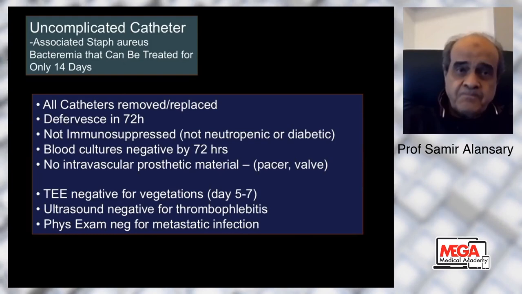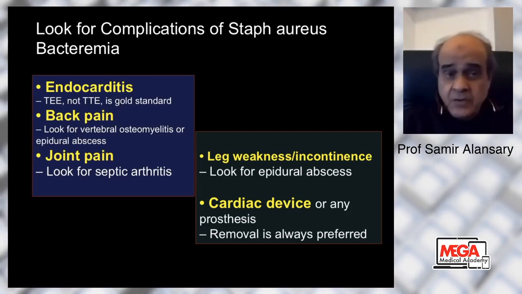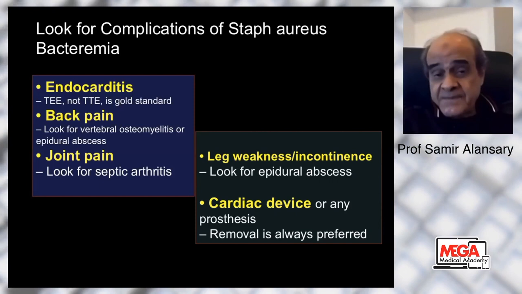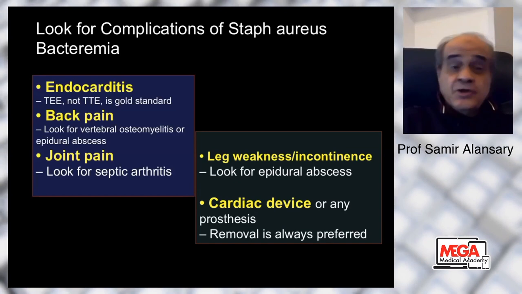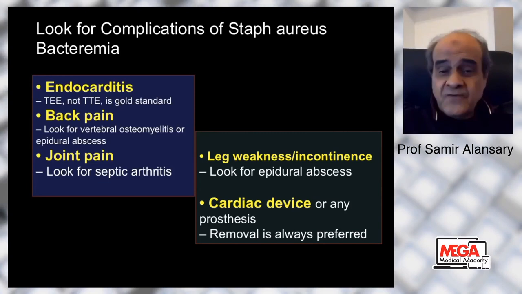Look for complications of staph aureus. Always in staph aureus infections or bacteremia, we can see endocarditis, which is discovered through echo. Back pain, maybe the patient is complaining of osteomyelitis and epidural abscess, and they start to feel weakness and numbness in the lower limb and so on. Joint pain, look for septic arthritis. All these are complications of staph bacteremia. Leg weakness and incontinence, look for epidural abscess. The cardiac device or any prosthesis removal is always preferred.